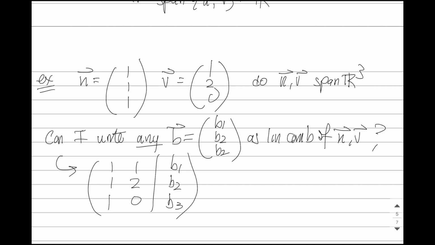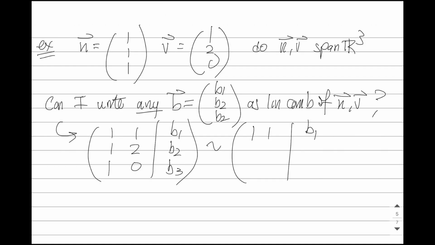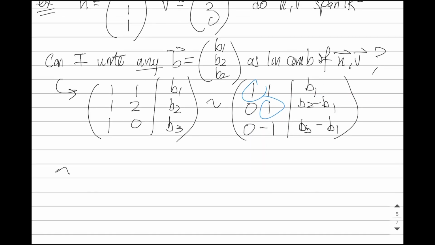Now, piggybacking off the last example, we are going to want to avoid contradictions. So I'll take -1 times the top row and add it to the one underneath. So I'll get a 0, 1, B2 minus B1, and I'll do the same thing for the bottom row. So I'll get a 0, -1, B3 minus B1. I have a pivot there, and I have a pivot here. If I go one step further, I'm going to try to create a 0 underneath all the pivots. Doing that is going to get me this.